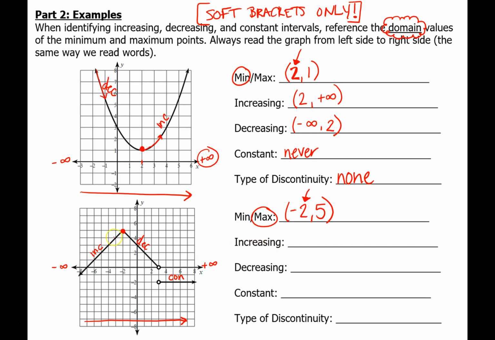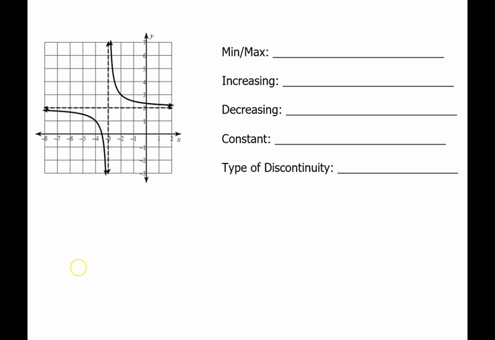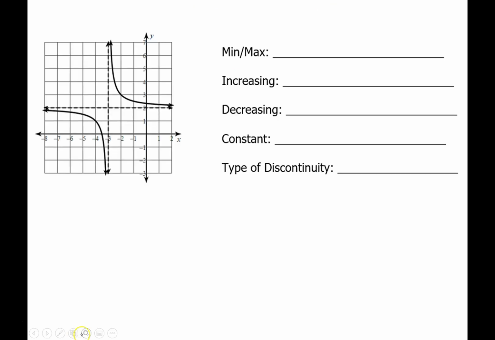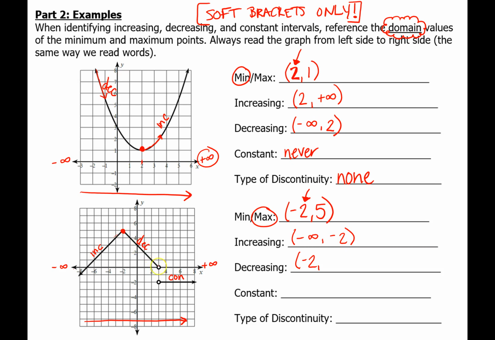The increasing section, that's this one over here, starts on the far left side, which is negative infinity, and it increases all the way to that turning point, which was at -2. The decreasing starts after that turning point, so it's going to start after the -2, and it is going to continue decreasing until I get to this hole that's happening, this point discontinuity. That hole is at 3, so I'm going to write a 3 and my soft bracket. So we just talked about a point discontinuity, so I'm going to go ahead and write point down here.